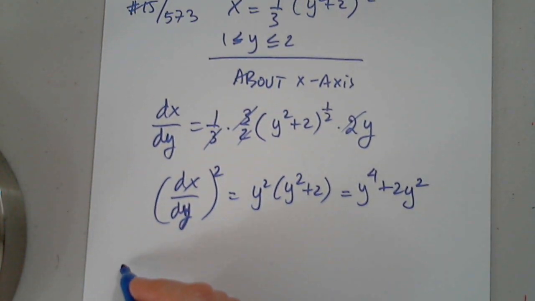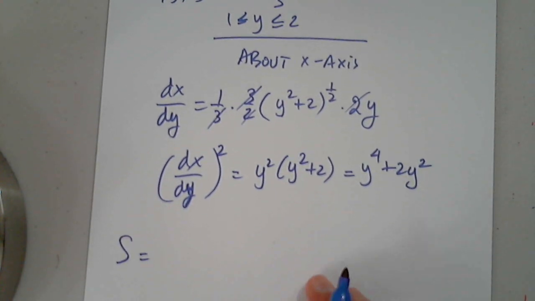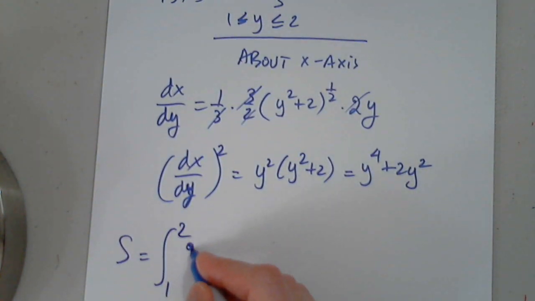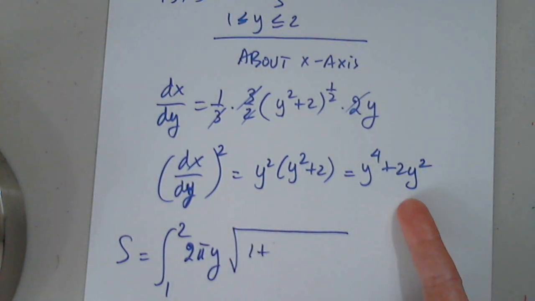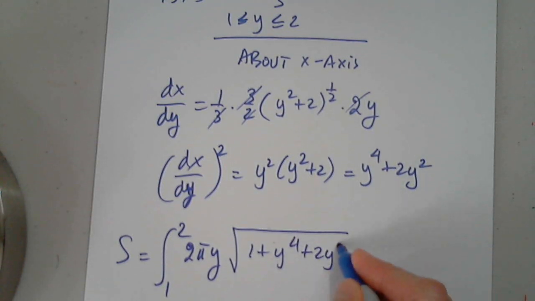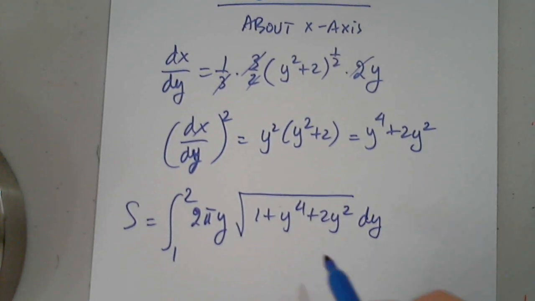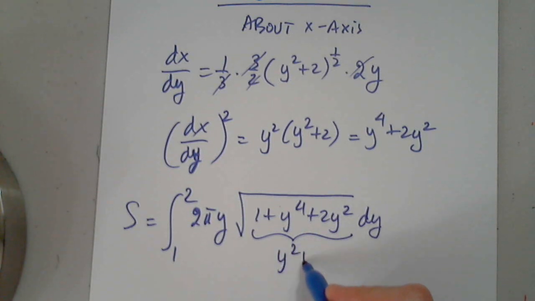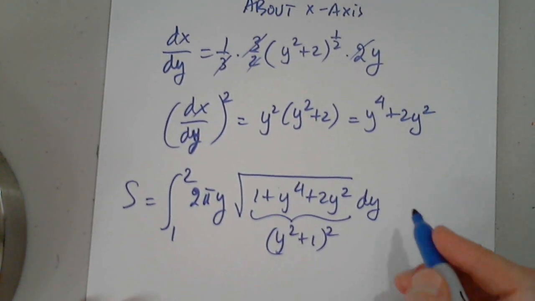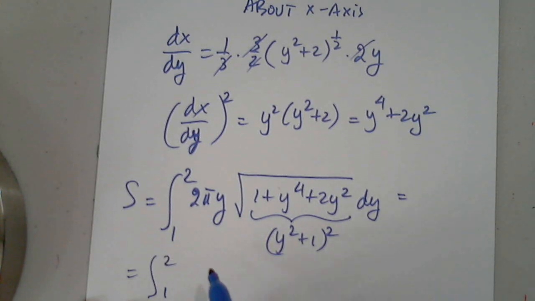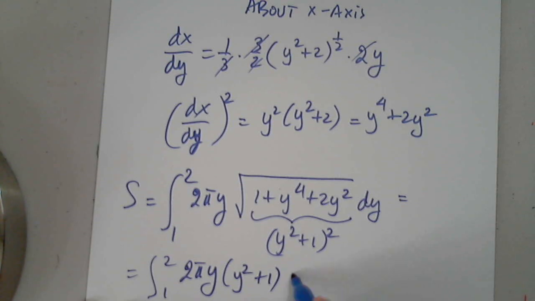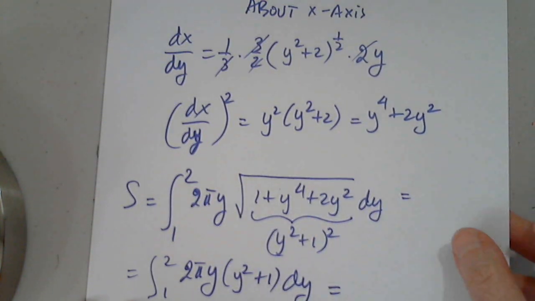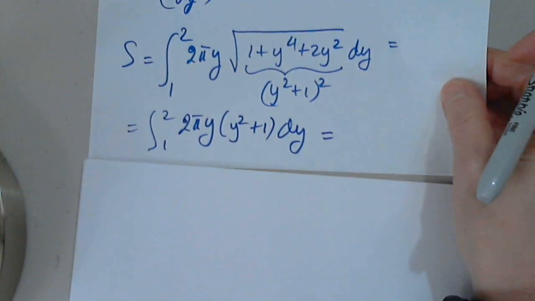Good. So now we are ready to write the surface area: the integral from 1 to 2 of 2 pi y times the square root of 1 plus y to the 4th plus 2y squared, dy. But notice that this is nothing else but (y squared plus 1) squared. And then we get the integral from 1 to 2 of 2 pi (y squared plus 1) dy, because I took the square root. Okay, moving on to page 5.